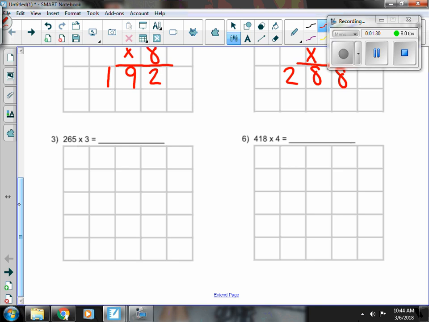And then on these bottom two, even though I'm adding another digit, the process is still the same. I'm multiplying 3 by everything in the top. 3 times 5 is 15. Carry my 1. 3 times 6 is 18, plus 1 is 19. And I have to carry again because there's still another number. 3 times 2 is 6, plus 1 is 7. So we end up with 795.